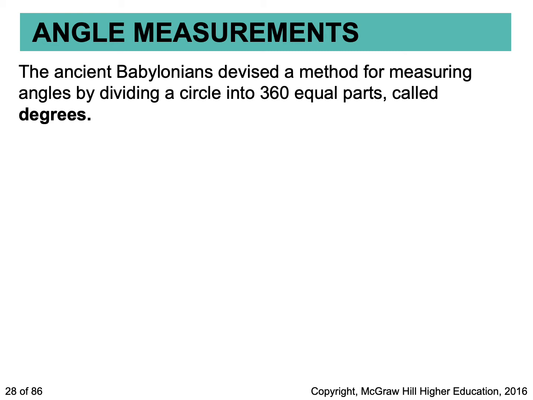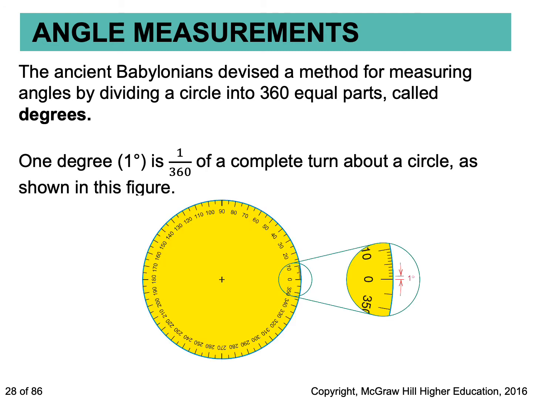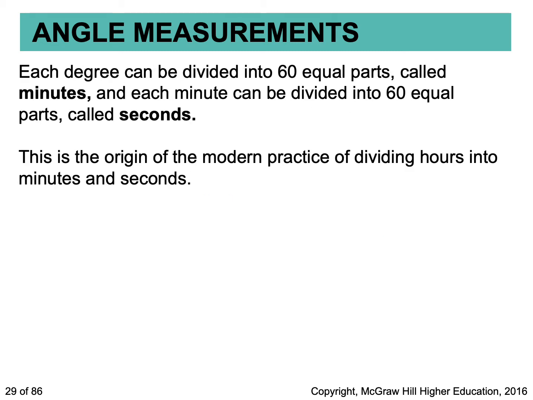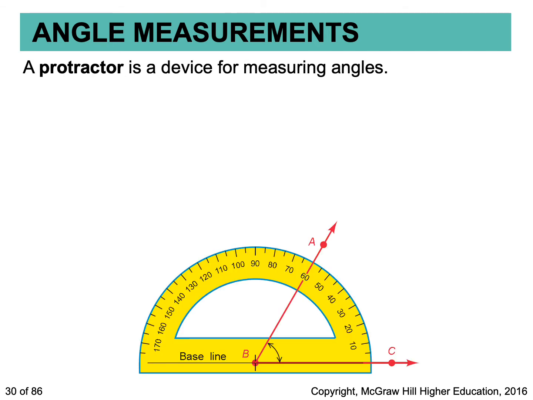So a circle is divided into 360 equal parts called degrees. Each degree can be divided into 60 minutes, and each minute can be divided into 60 seconds. So this is the origin of dividing our hours into minutes and seconds. A protractor is used to measure angles.